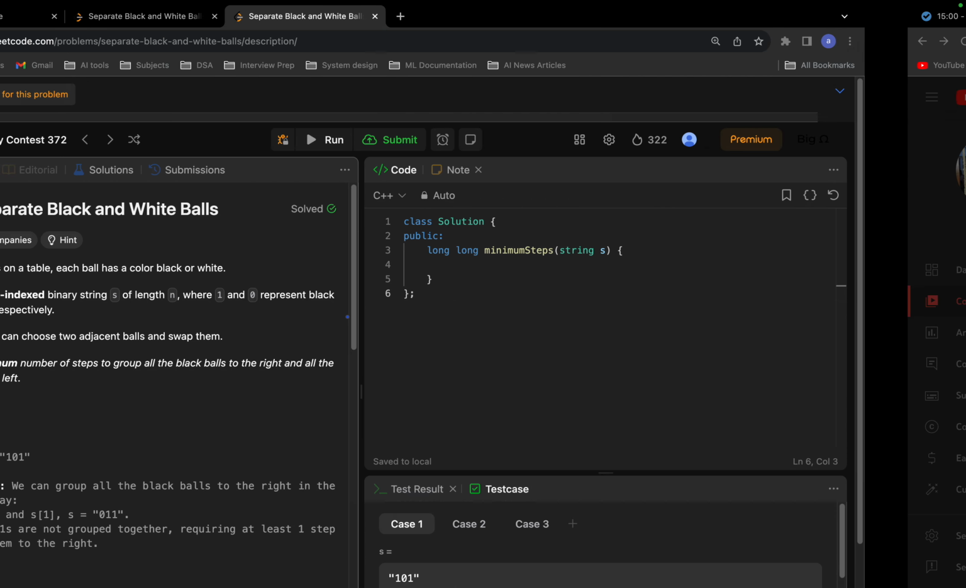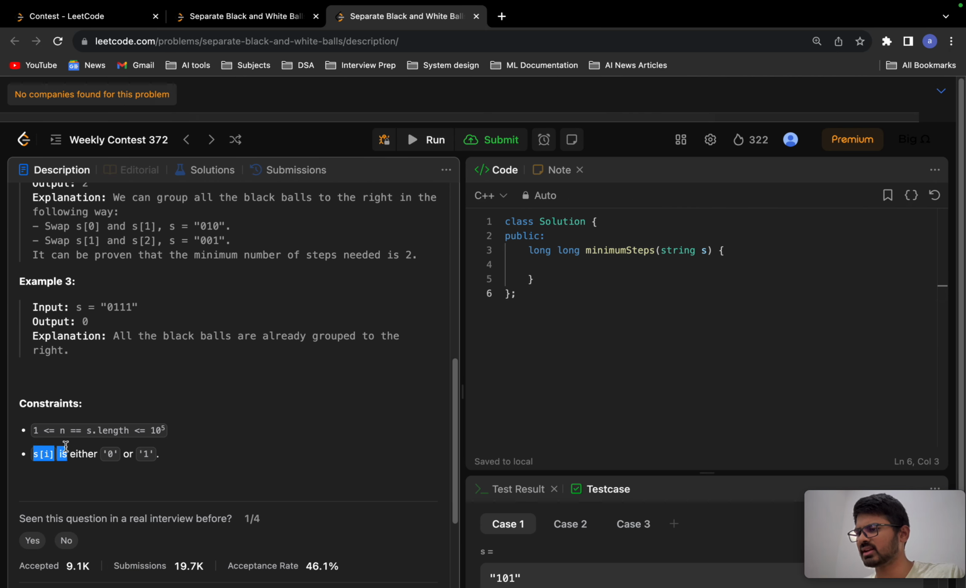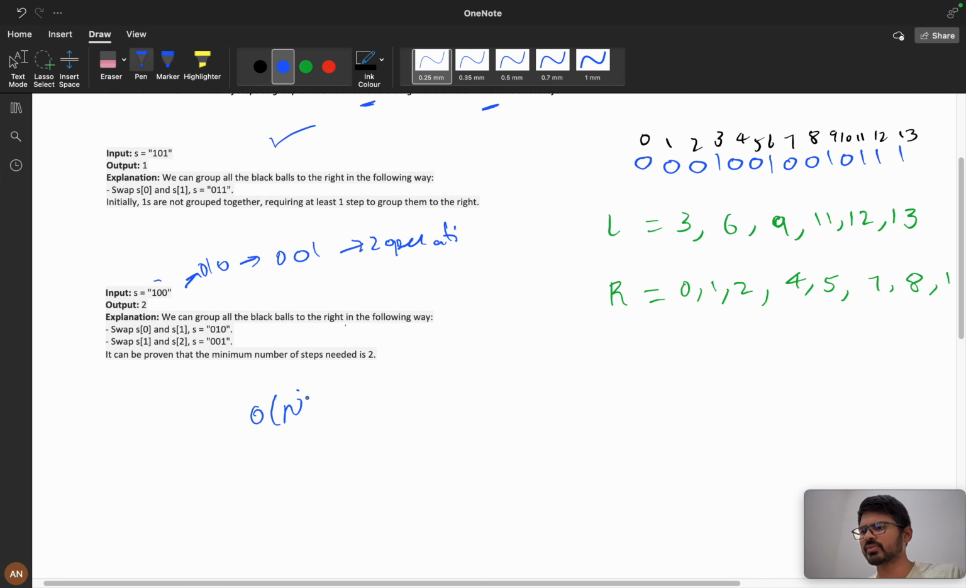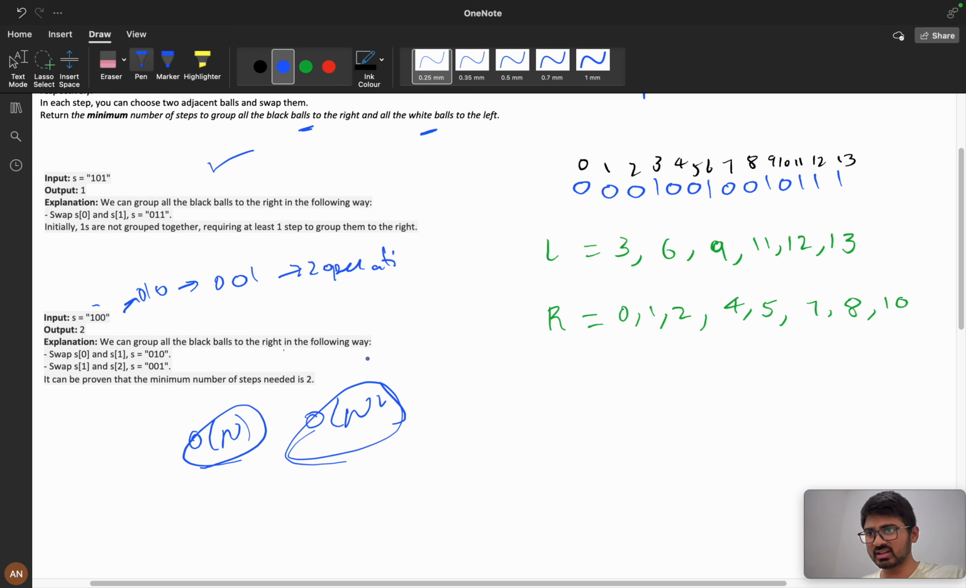So here you can see my length is 10 power 5. So you can solve this problem in order of n. Order of n we have to solve. Order of n square is not valid. So let's take this example.